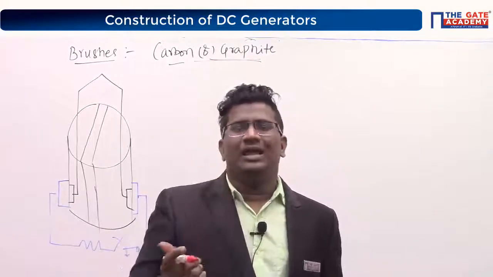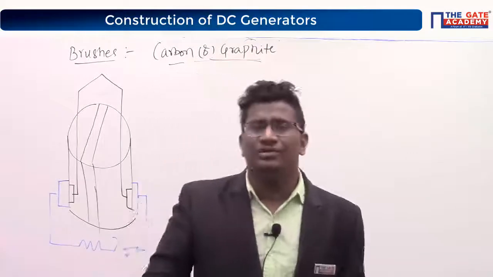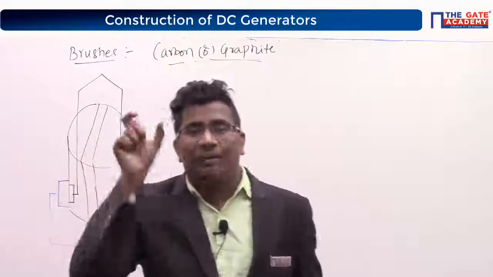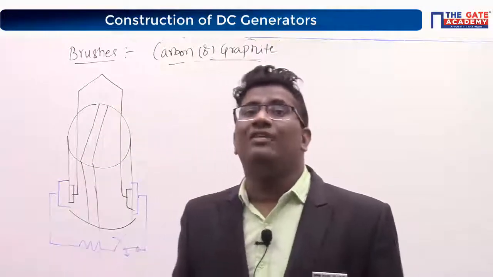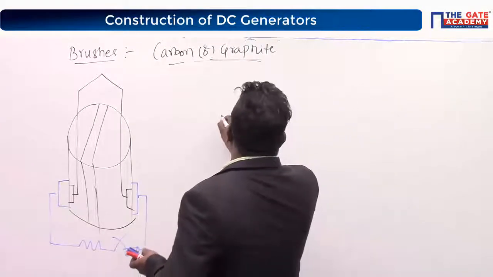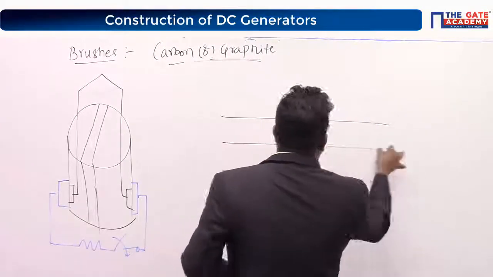Less heat, therefore it won't create damage, so its lifetime will be more. But where do we need to place the brushes? That is the question. Children? On the commutator. Because you are placing brushes on where?